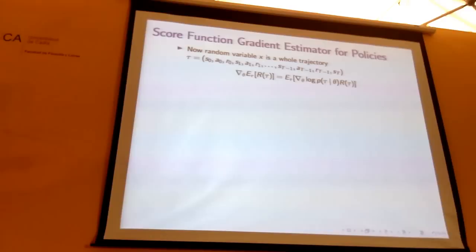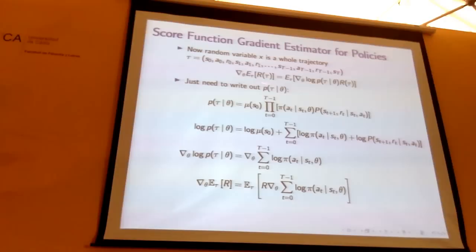So now we want to calculate the expectation over trajectories of the reward, and we want to compute the gradient of that with respect to the parameter of the policy, which is theta. Using the formula we derived previously, that's just the expectation over trajectories of grad log probability of the trajectory times reward of the trajectory. Now we just need to write out the probability of the trajectory, and then we're in good shape. We just need to multiply together all the probabilities from this process that generates the trajectory. We have the initial state, which we sample from the initial state distribution, and then for each time step, we sample an action, and then we sample a next state and reward.